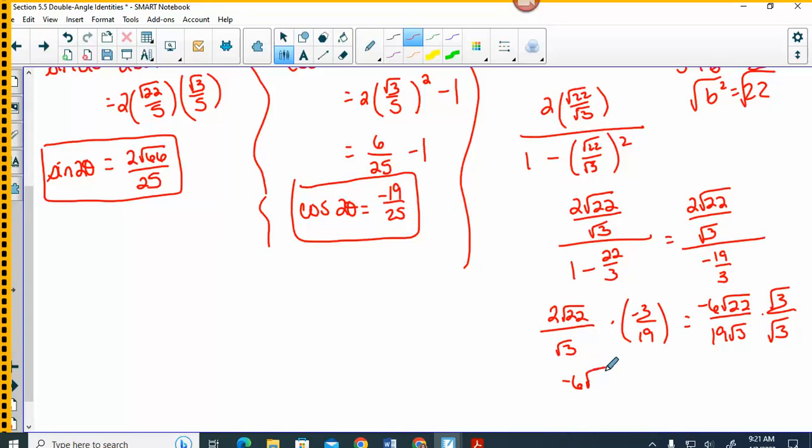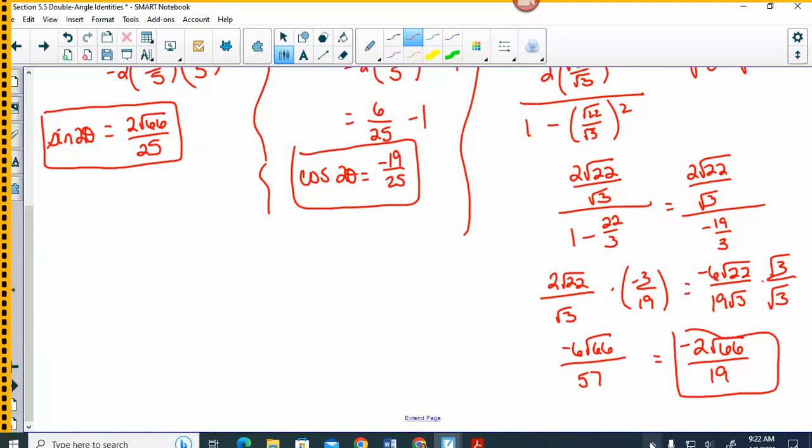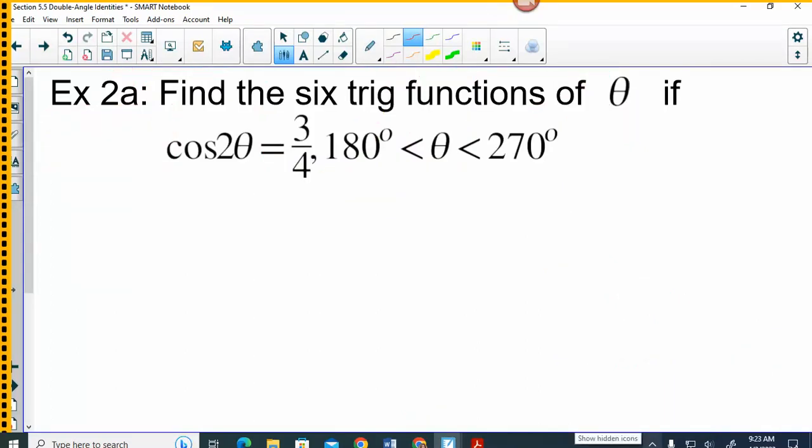So that's negative 6 radical 66 over 19 times 3. And then if you reduce, 6 and 57 are both divisible by 3. And this is the exact same thing you would have gotten if you just divided both of those to begin with. Okay, let's look at this problem.